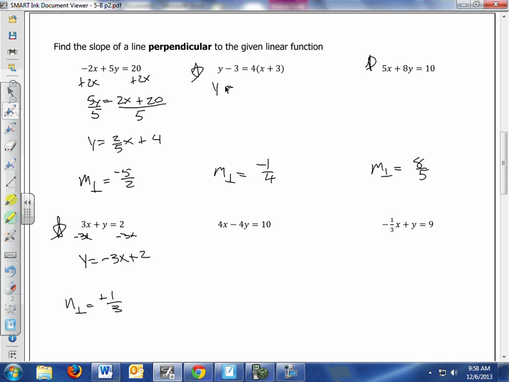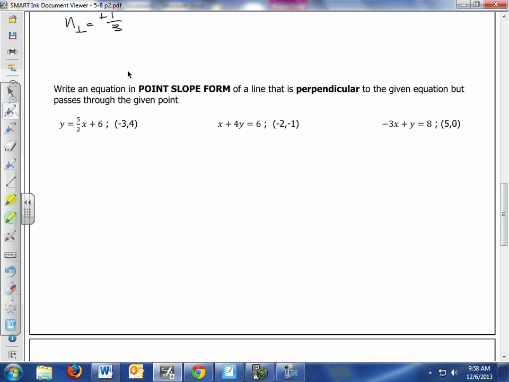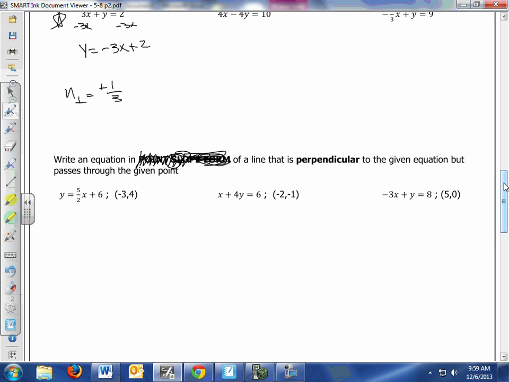This is y equals 4x plus 15. This is y equals negative 5/8x plus 10/8. Sweet. Well, let's put it all together. Let's not only find my perpendicular slope, but let's use this perpendicular slope to generate a new equation, and this new equation is going to be perpendicular to this given equation. However, my new equation is going to have to pass through this point.